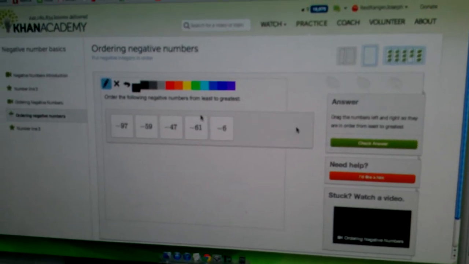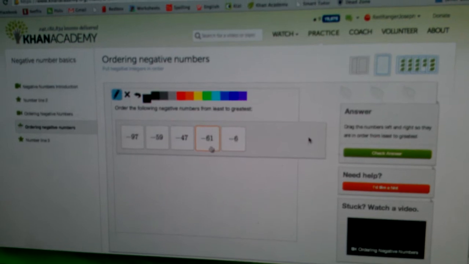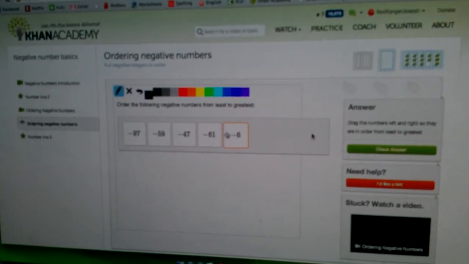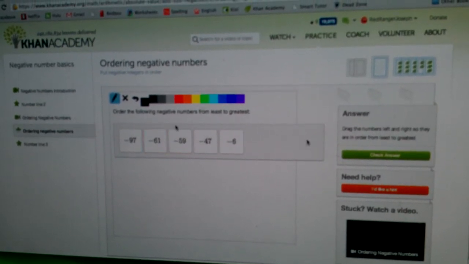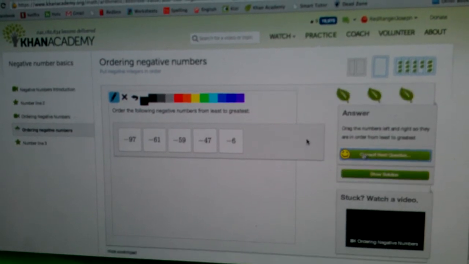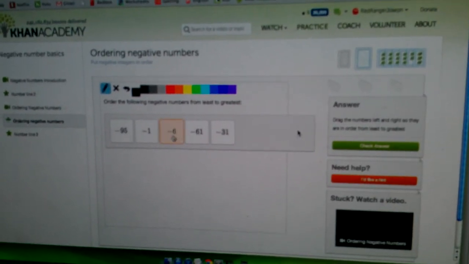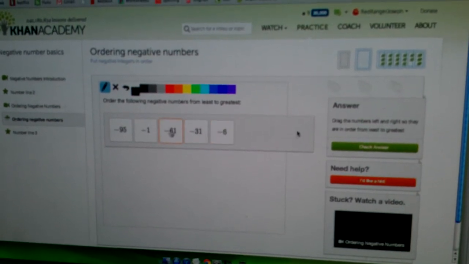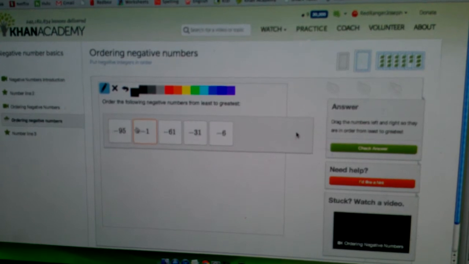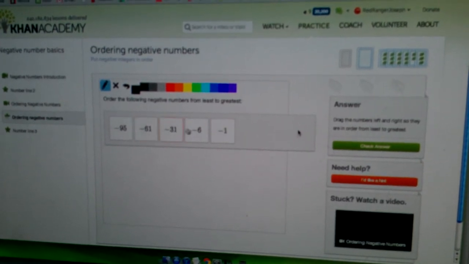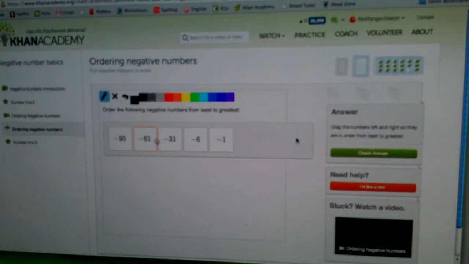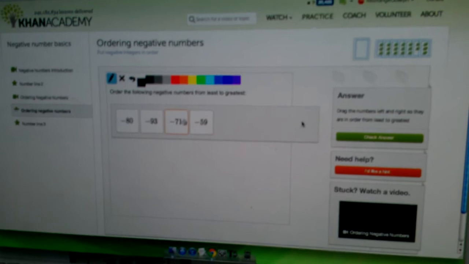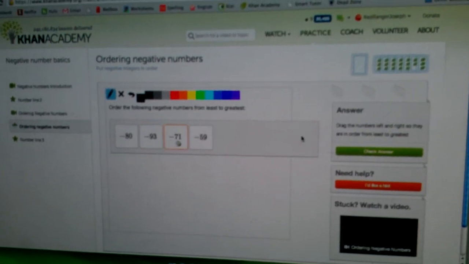He watched one video on ordering negative numbers, and now he's doing the practice. I love that little giggle when he gets it right. I don't need to help him at all. I love Khan Academy.